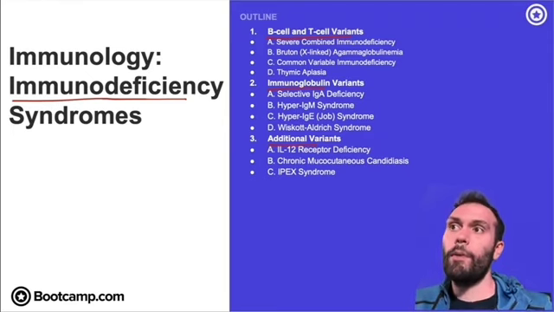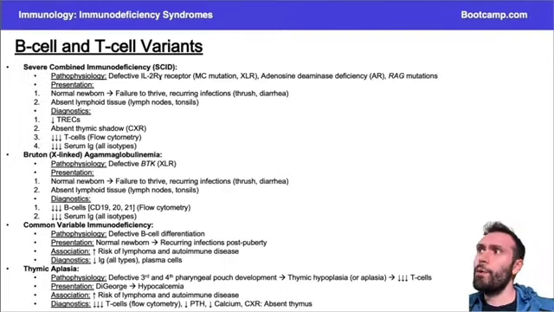that we talked about before to distinguish some of these different diseases. We're going to start off with severe combined immunodeficiency. Now, this is probably one of the highest yield overall. When we're talking about SCID, or severe combined immunodeficiency, we're talking about involvement of both B and T cells.